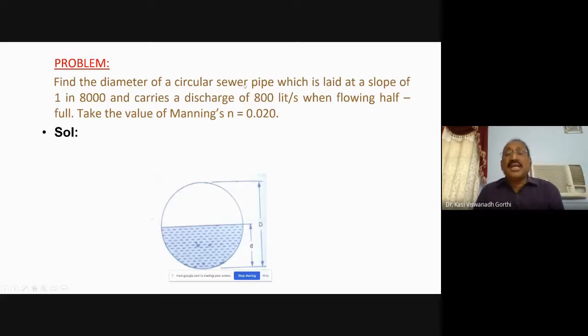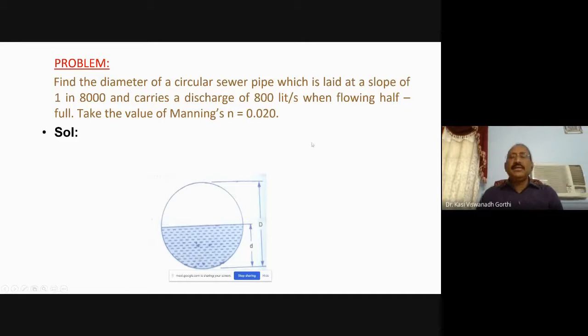The diameter of the circular sewer pipe, which is laid at a slope of 1 in 8,000, the longitudinal slope, is given, S is 1 by 8,000, carries a discharge of 800 liters per second when flowing half full. Try to understand the meaning of this. When flowing half full, so it is a circular pipe and the water is exactly up to the center. It is running half full. So the depth of flow Y would be equal to diameter divided by 2.